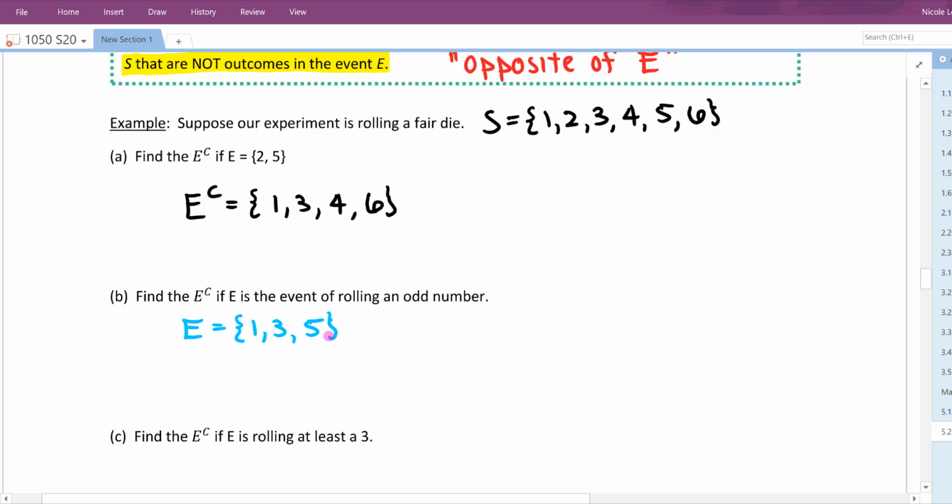If you want to find the complement, again, all you have to do is take whatever's in your E out of your sample space, and what you have left is your complement. So we would be taking 1, 3, and 5 out of our sample space. That means what's left for our complement would be 2, 4, and 6, which you can see is just the even numbers. That's why I said before the complement is kind of like the opposite of E. The opposite of odd numbers would be even numbers.